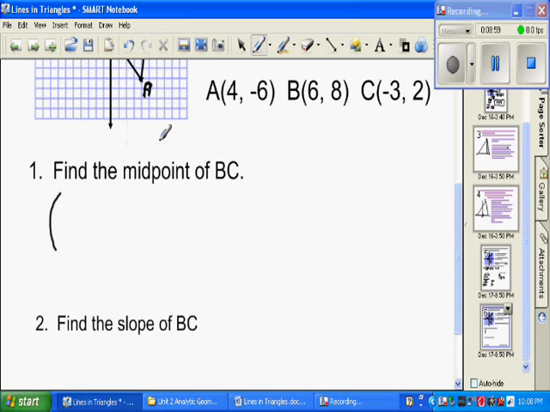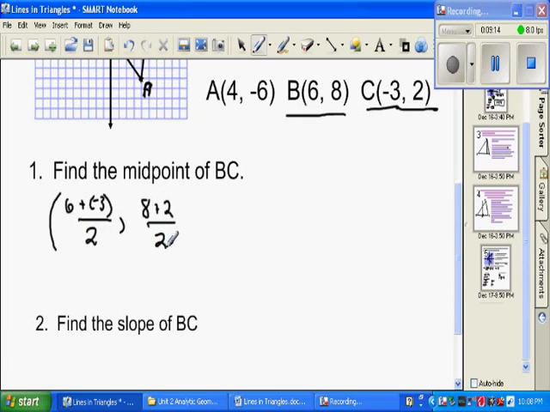Okay, so we have x2 plus x1 divided by 2. Okay, so I have my 6 plus negative 3 divided by 2. And in the y section, we have 8 plus 2 divided by 2. So the midpoint of BC is 6 plus negative 3 divided by 2. So we have 3 over 2 and 5.